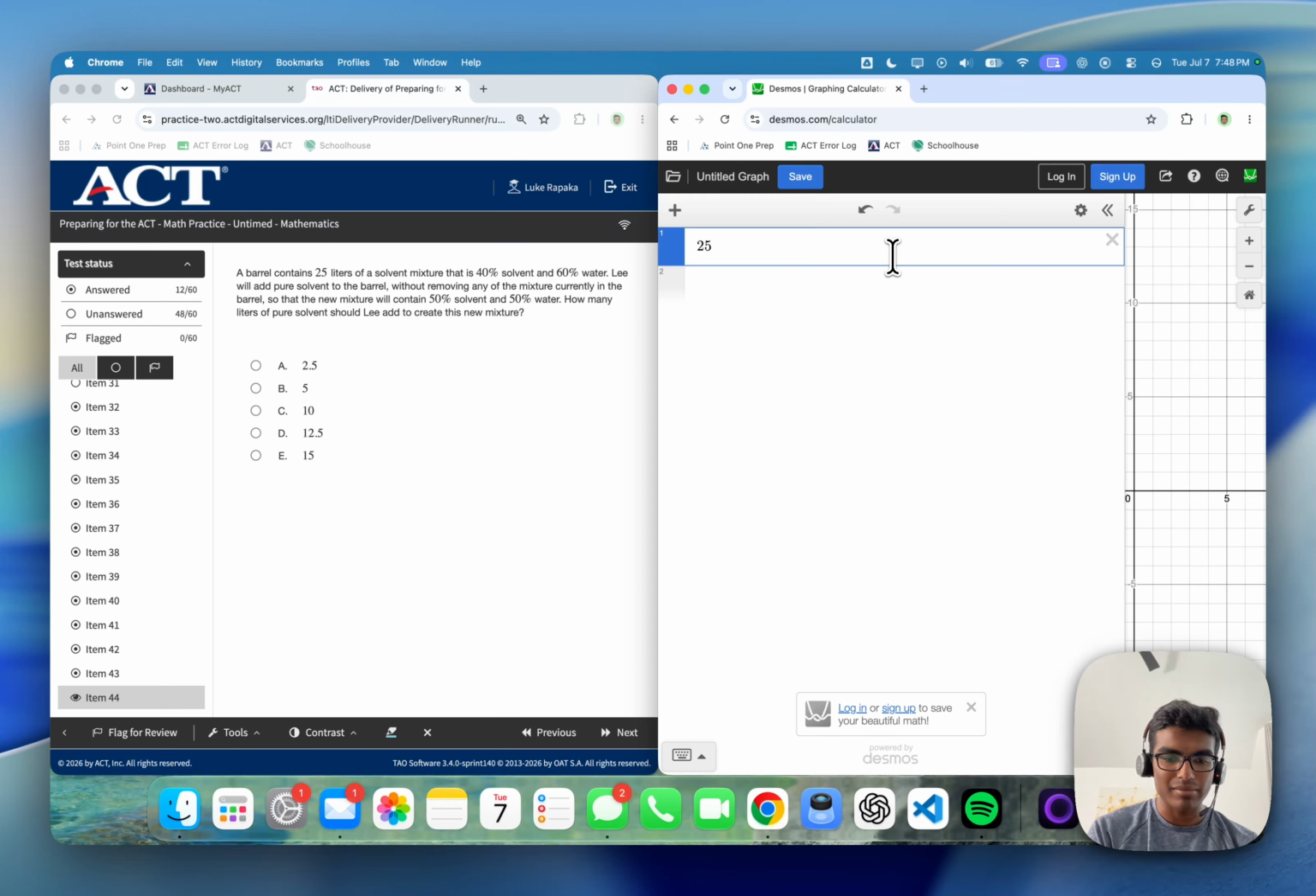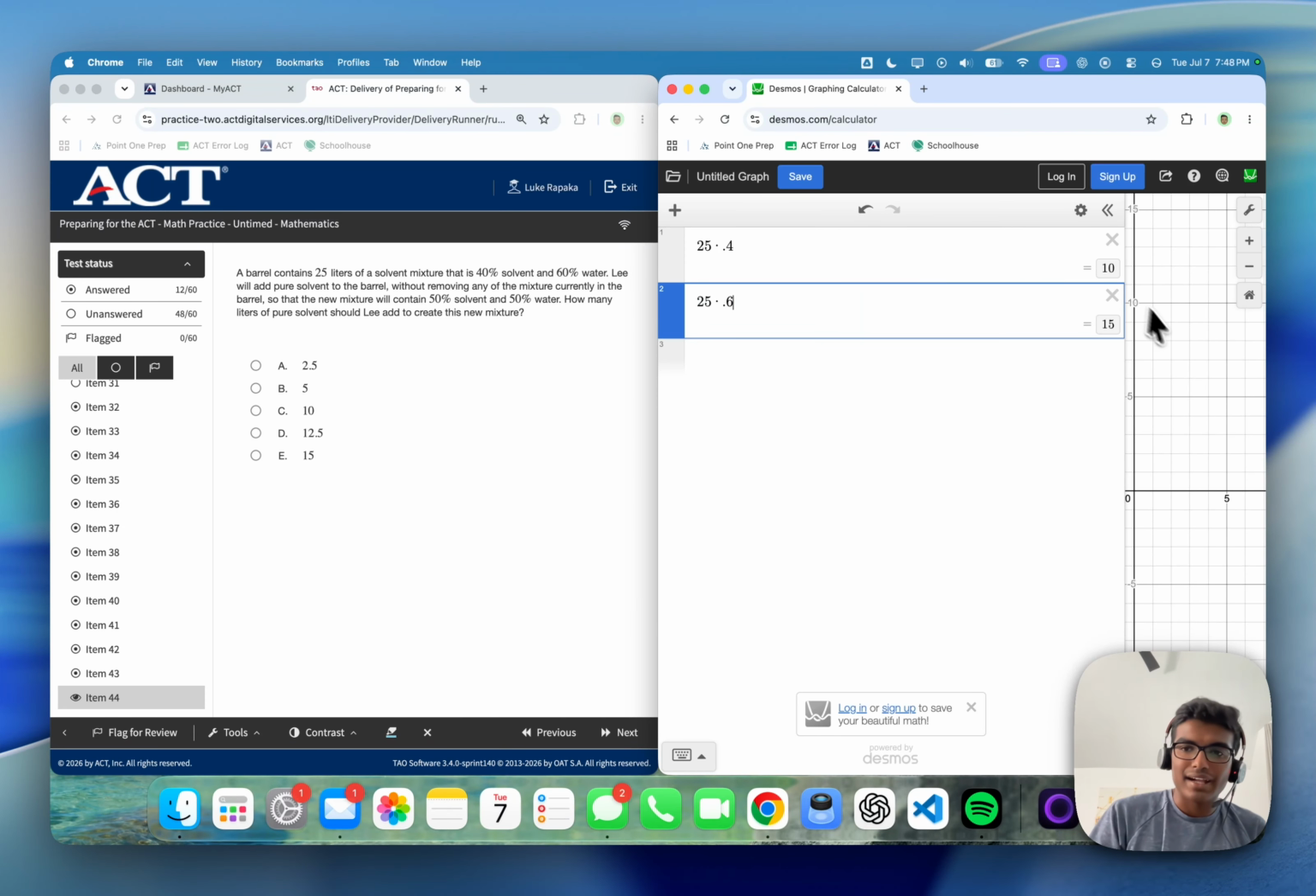So 25 times 0.4. This is going to give me the amount of liters of solvent currently in the barrel. And then if I do 25 times 0.6, this 15 is the amount of liters of water that's in the barrel. So what I'm noticing here is that obviously the solvent is 5 liters less than the water.